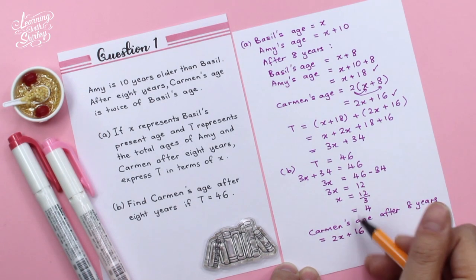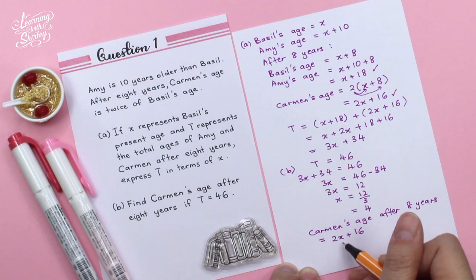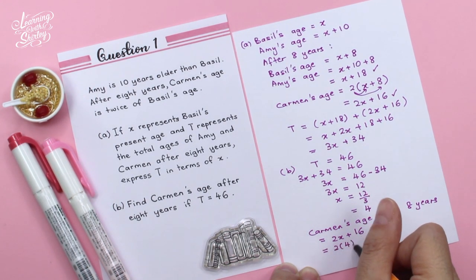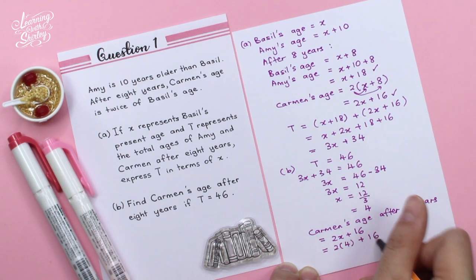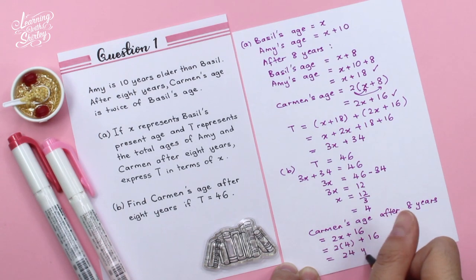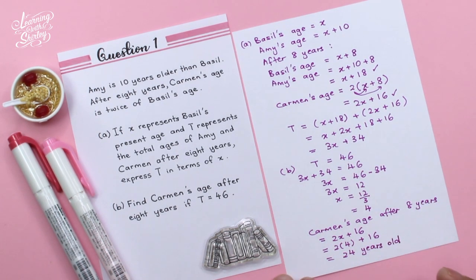And then, just now we found that x is equal to 4. So we're going to substitute this 4 into here. Okay? So equals 2 times 4 plus 16, which equals 24 years old. So that's the answer.